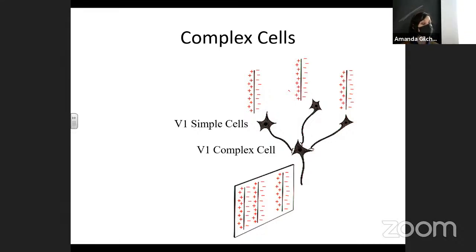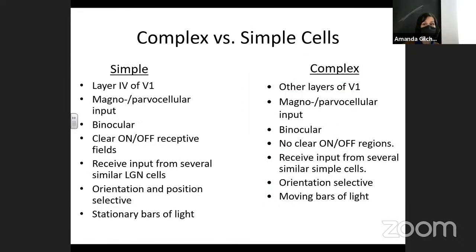But the basic message here is that complex cells are orientation selective because they get their input from simple cells that are also orientation selective. And when you put all of this together, you get multiple excitatory and inhibitory regions that allow you to track movement. So here is a nice review slide for you to write everything down.